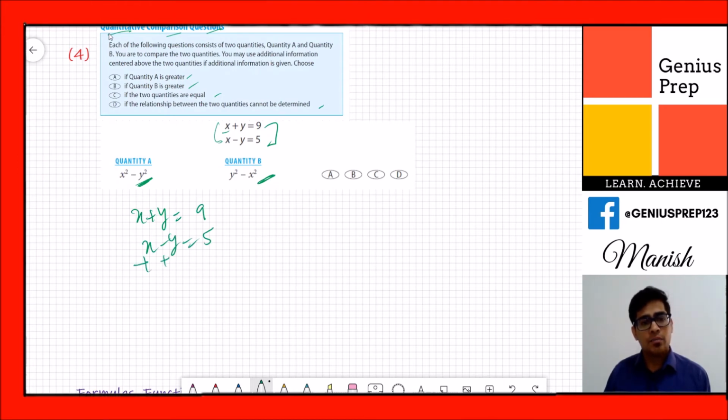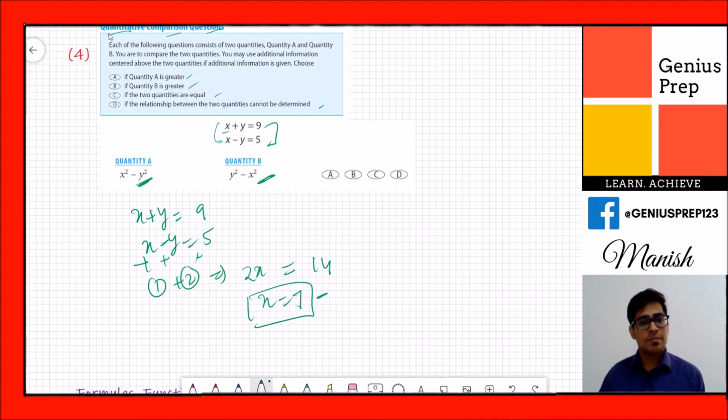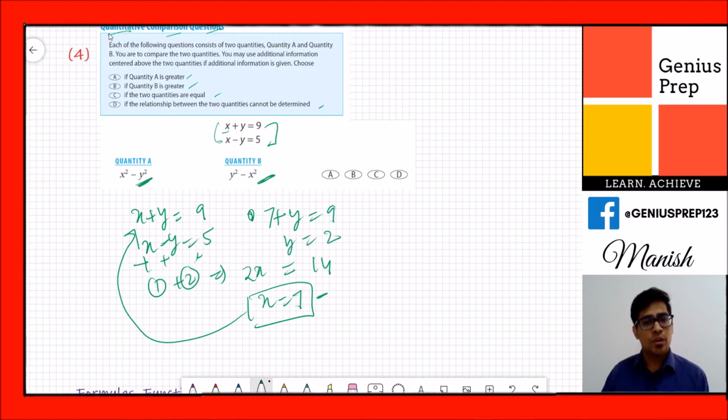If we add both equations, number 1 plus 2, we get 2x, because if you are adding, we don't change the sign. So minus y plus y becomes 0, and 2x is equal to 14. Then x is equal to 7. Now if we put this value back into the equation, we get the value of y. 7 plus y is equal to 9, right? Then y will be 2. So now we know the values of x and y.